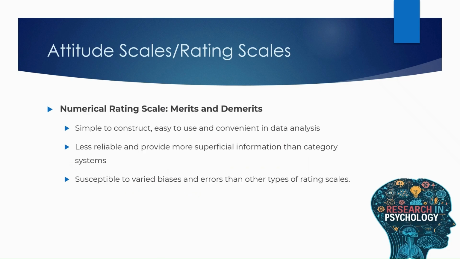What are the merits and demerits of numerical rating scale? These are very simple to construct, easy to use and convenient in data analysis. This is the merit or the advantage of numerical rating scale. What? That this is easy to construct, easy to use and convenient in data analysis. And what are the disadvantages or demerits? It's that they are less reliable and provide more superficial information than category systems. And they're also susceptible to varied biases and errors than other types of rating scales, right?